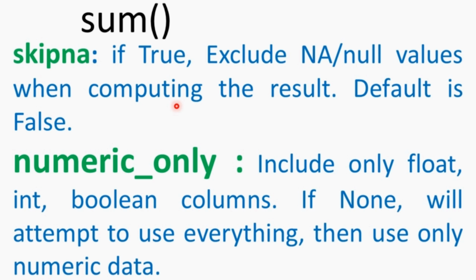When a NaN value or null value is there, it will compute that. But if skipna we make true, then it will ignore all these values, right? We will see in the example. Then numeric_only includes only float, int, boolean columns. If none, it will attempt to use everything, then use only numeric data. If numeric_only is true, then it will take only numeric values like float, int, boolean values, otherwise it will take everything.